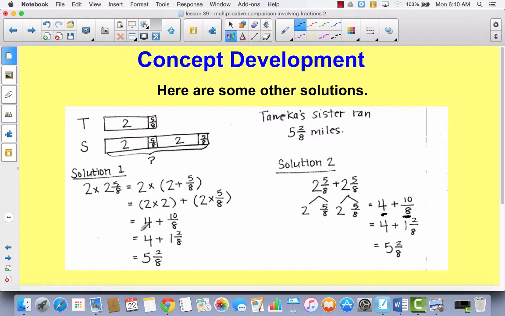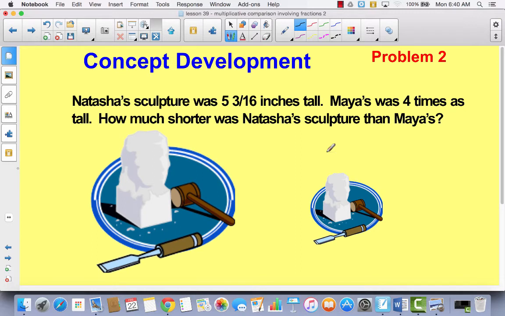And when you look, when you get right here, it's exactly the same. We went from 10/8 to 1 and 2/8 and added it together. We still got the same answer, 5 and 2/8 miles. Okay, let's take a look at the next problem.